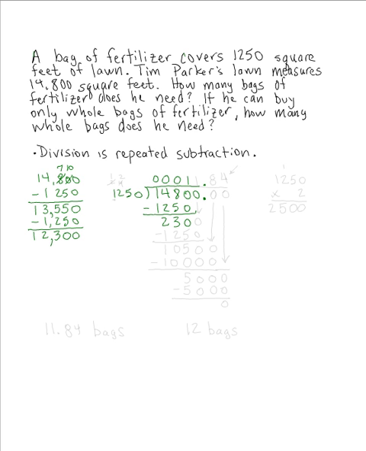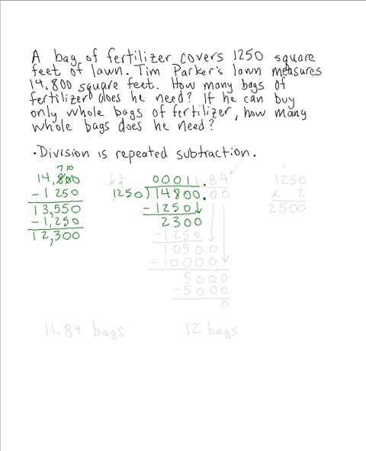No need to write a leading 0, because we disregard those in mathematics. Let's bring down the 0. Now, we want to know how many times does 1250 divide into 2300? Well, it's either once or twice. I'm not really sure which. So let's just try twice and see what happens.